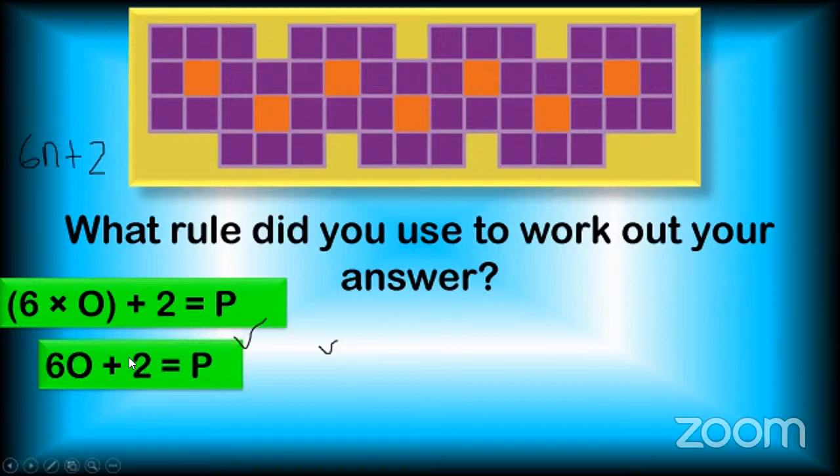So definitely the rule could be 6n plus 2, which will give equal to the number of purple squares, or 6o plus 2 equal p, or whatever variable you wish to use. But remember, students, that you need to indicate what your o represents and your p represents. If you don't use the letters that can show exactly what you're talking about, then you need to indicate what they mean. All right, so that would be the rule.